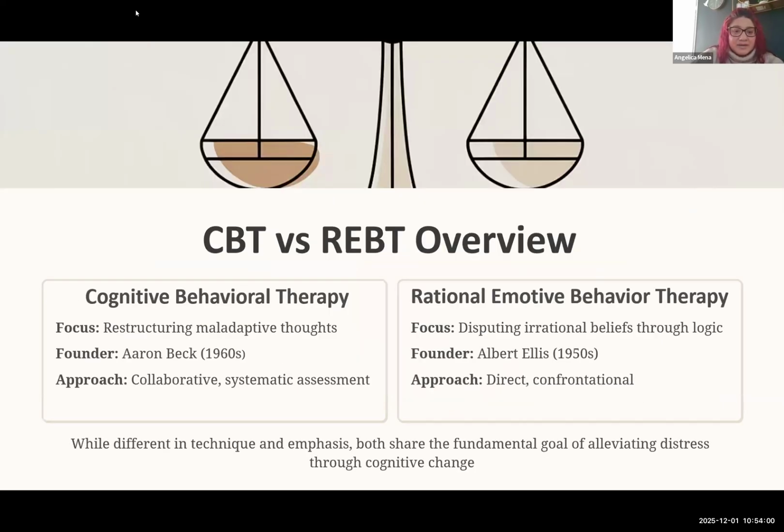Okay, so now let's compare and contrast and do a quick overview. Aaron Beck's CBT was established in the 1960s, which is a little bit after Albert Ellis's REBT, which was established in the 1950s. The focus, while similar, is a little bit different. Beck focuses on restructuring maladaptive thoughts, so you can see the terms here are a little bit different. Ellis focuses on disputing irrational beliefs with logic. Beck's approach is more collaborative and involves systemic assessment, while Ellis's approach is a little bit more direct and confrontational.